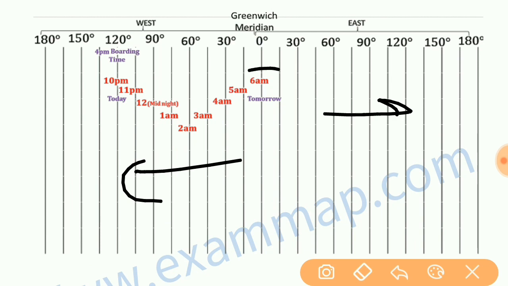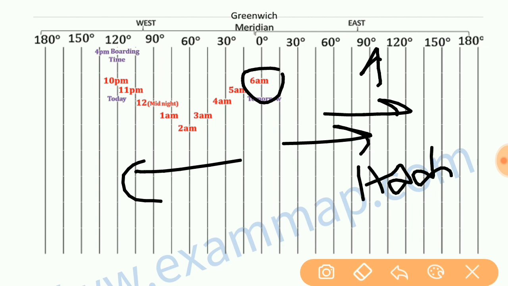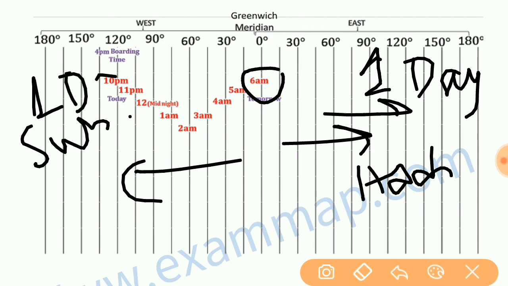Similarly, here if we have 6 a.m. at 0 degrees, there will be addition of time, and to the east of the Greenwich meridian we will get addition of 1 day, and to the west of the Greenwich meridian we will get subtraction of 1 day.